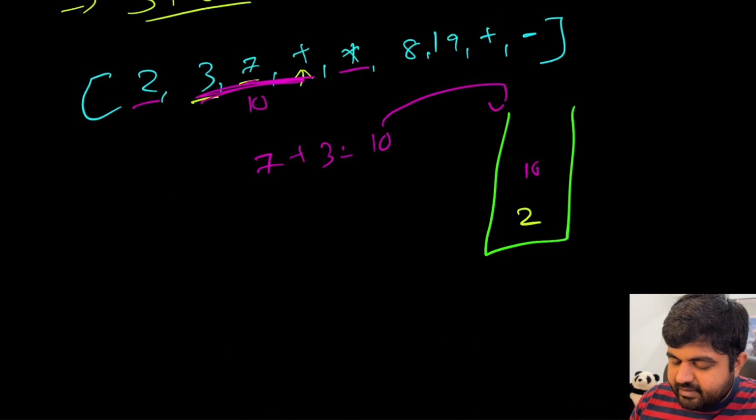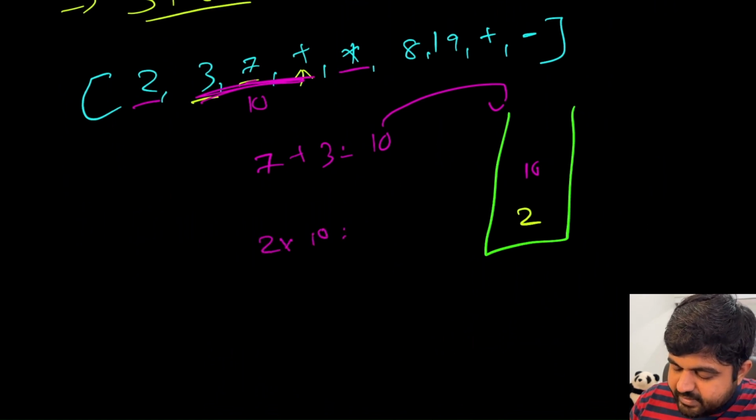Once again we identify a multiplication sign. So we need to do 2 times 10, and we get the value 20. So now once again we are going to be pushing the value 20 because we already popped out 2 and 10. Okay. So now we have value 20 inside our array.